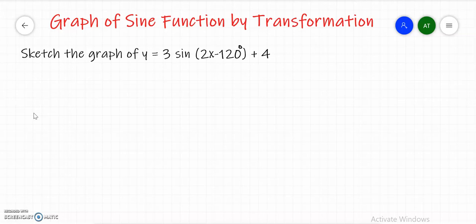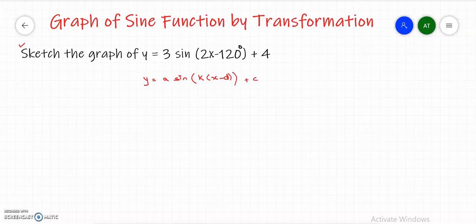So let's begin with an example. We have been given the transformed sine equation and we have to sketch the graph by using transformations. First I would like to write down the transformed sine equation, that is y equals a sine k into x minus d and then plus c.